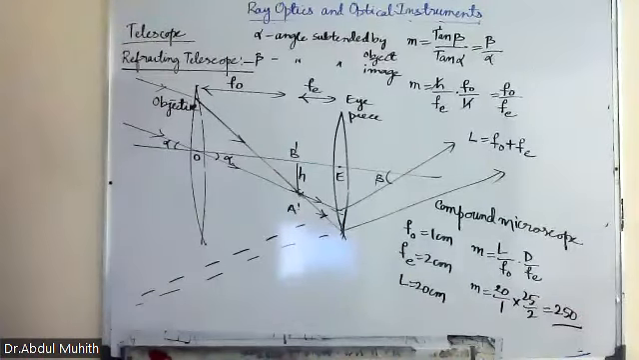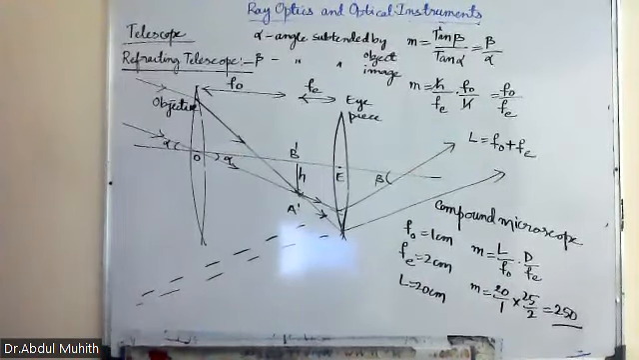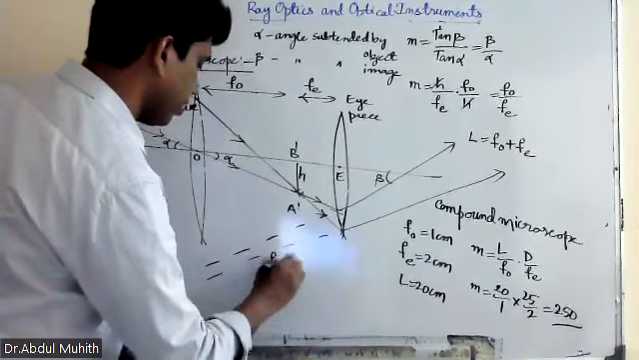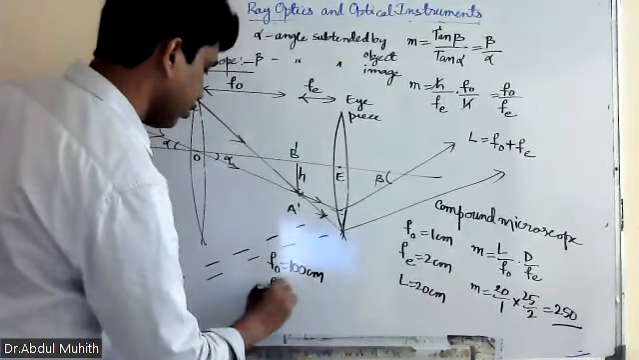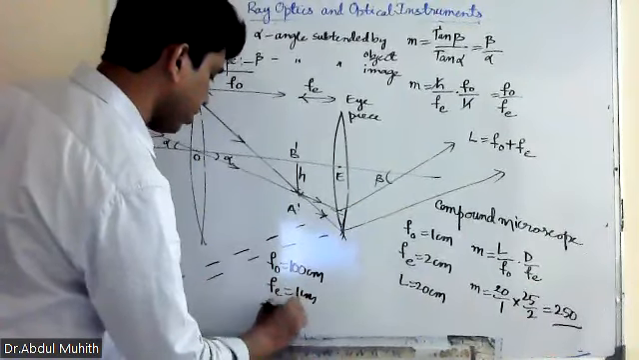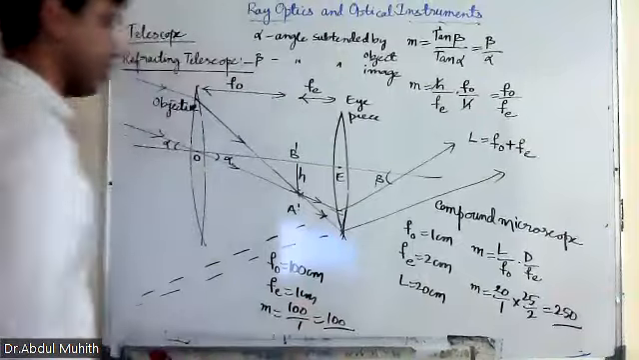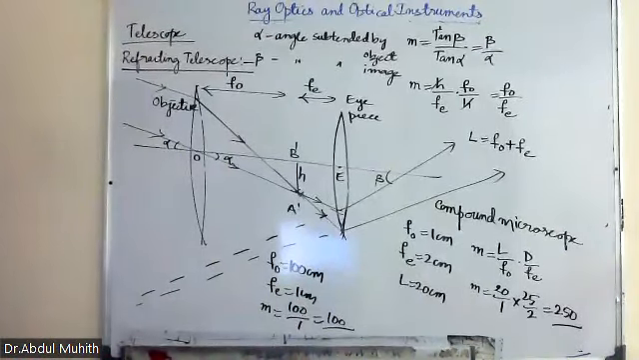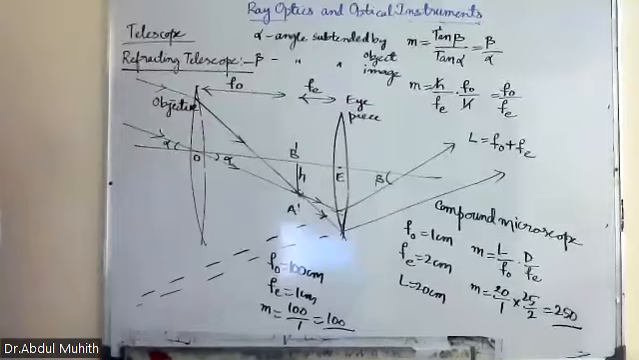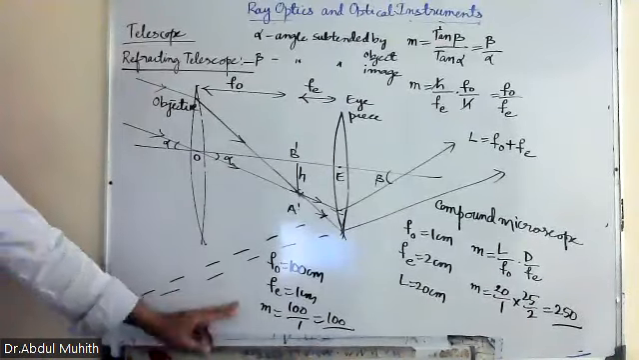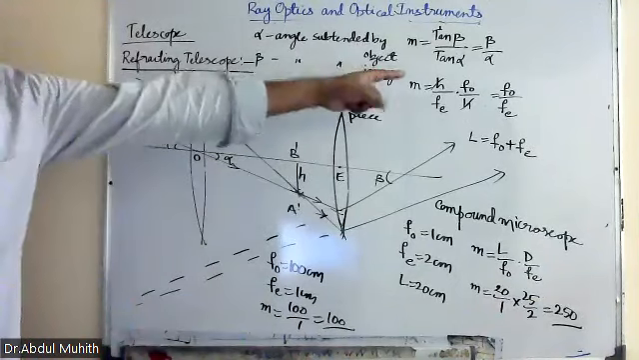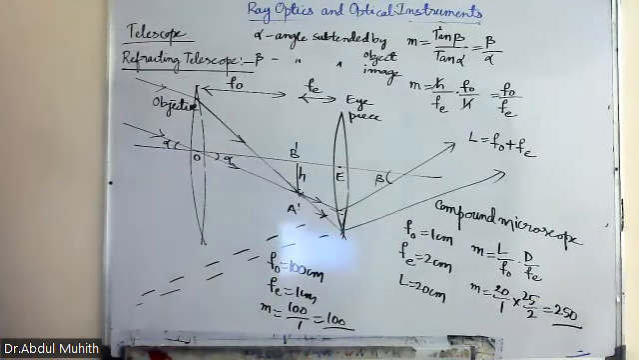Please copy this. And we'll do one formula for the power of the telescope. For this particular numerical, if Fo is equal to 100 centimeter and Fe is equal to 1 centimeter, the formula is M is equal to Fo by Fe. 100 by 1 will become 100. Magnification is 100. Clear? This is for the refracting telescope only, directly Fo by Fe. Just substitute, we'll get the answer. Okay?